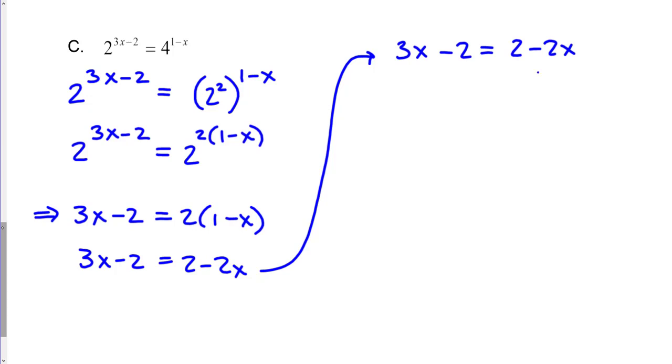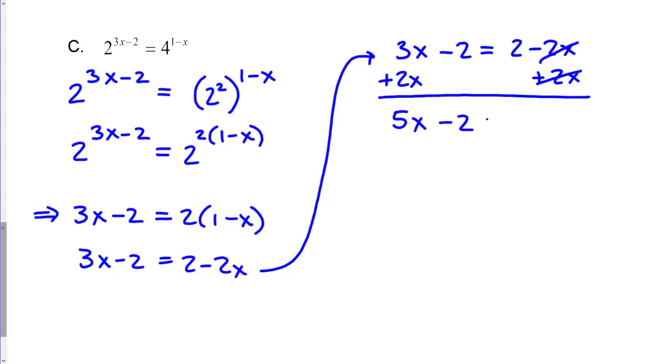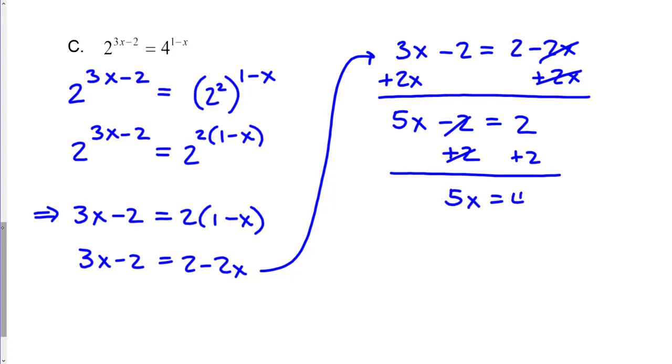I'm going to add 2x to both sides, so that will cancel. 3x plus 2x is 5x, minus 2 equals 2. Now I'm going to add 2 to both sides to get x by itself. So 5x equals 4, or x equals 4/5. And that solves that particular problem. And of course you can go back and check, but it's not necessary every time.